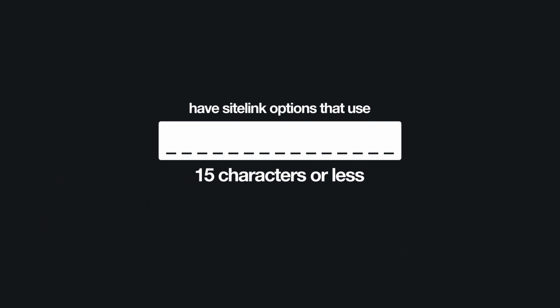But try and have options in there that are 15 characters or less, for example. And that's likely to help your site links appear more often when it comes to advertising on mobile, which, just like you saw with the desktop demonstration, is going to increase the size of your ad, make it more likely to get clicked on, move your competitors out the way. Lots of benefits from getting your site links to show up.